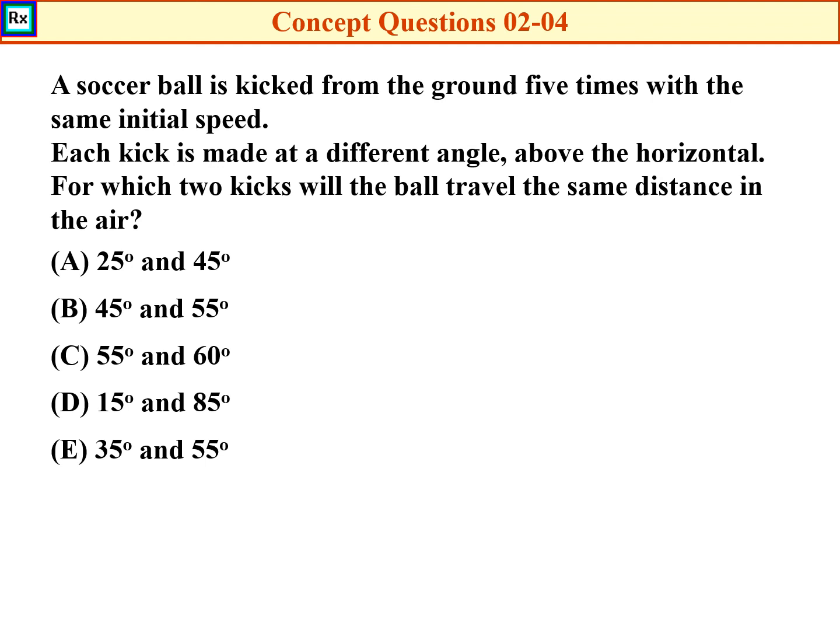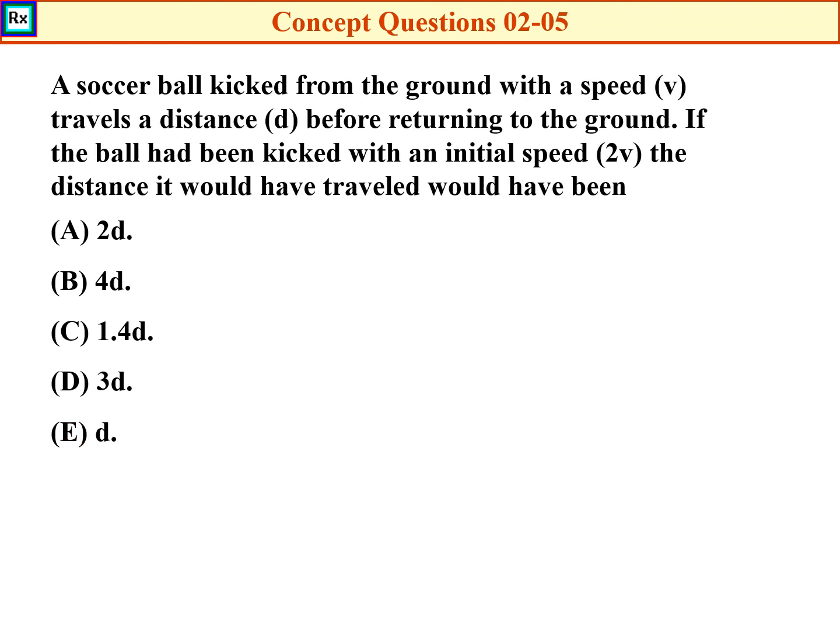And so the 2 angles that you're going to get the same range out of are going to be angles that are complements of each other. So basically the same amount below 45 as you go above 45 will have the same range. That's why the answer here is going to be E, 35 degrees and 55 degrees, because 35 degrees is 10 degrees below 45, and then 55 is 10 degrees above 45 degrees. So those will have the same range because they compensate for their hang time and their horizontal velocity.